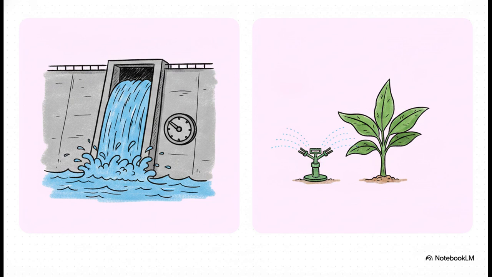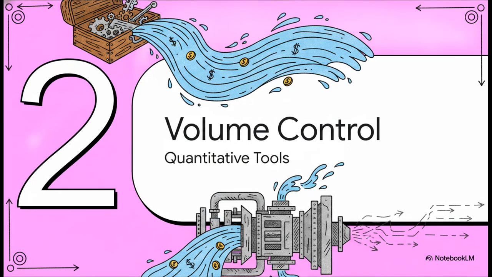Think of it like this. Quantitative tools are these heavy-duty dials that adjust the total volume of water flowing through a massive dam. While qualitative tools, those are like precision sprinklers, directing that water toward very specific crops. Let's crack open that first drawer. Section 2, quantitative tools, or volume control.